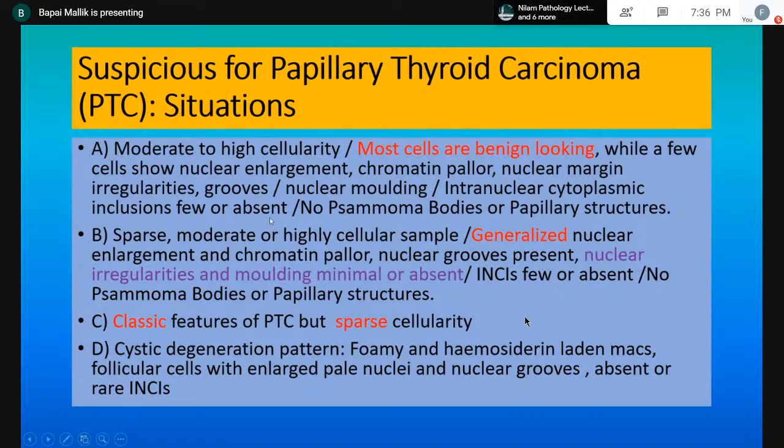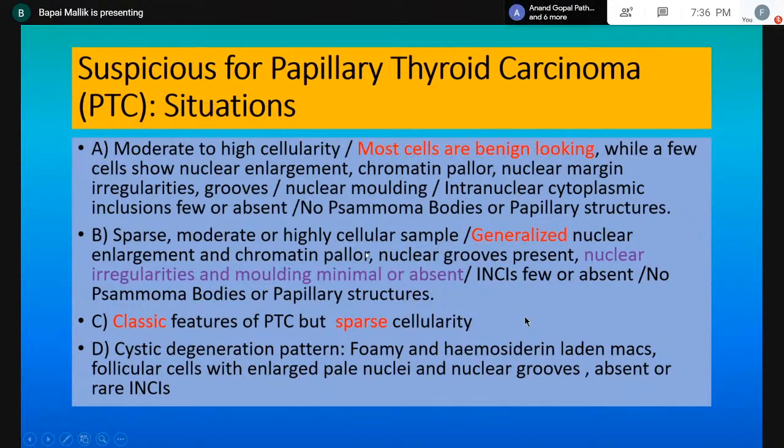Intranuclear cytoplasmic inclusions are going to be very few, or let us say that they are going to be absent most of the time. And even if there are a few, well, it goes into something else. And no psammoma bodies or papillary structures are seen, as I have mentioned in the previous slide. So the first one is a situation where most cells are benign and a few cells show these features.